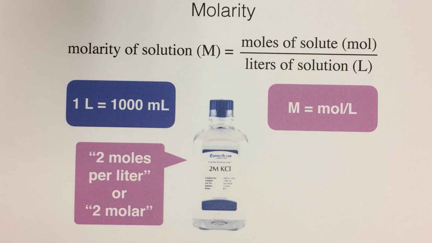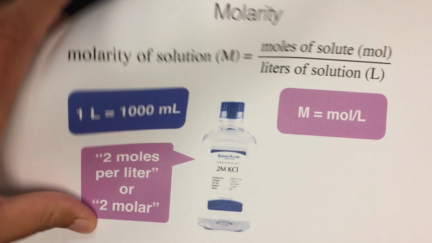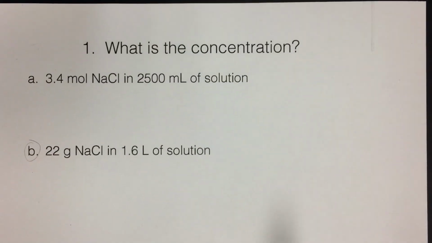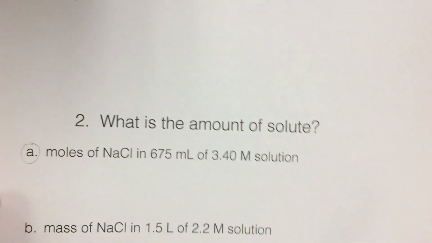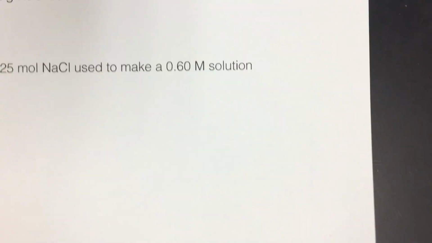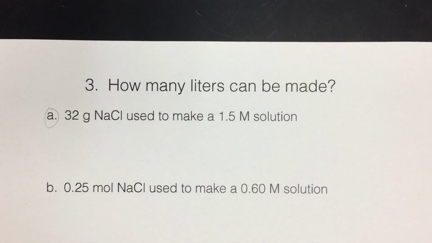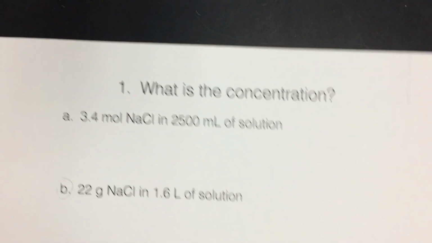So let's try a few practice problems. I'm going to do 1 of each type from the notes. So there's 3 different types of problems. What's the concentration? What's the amount of solute? And then how many liters can be made, or different variations of these 3 types. So you're either solving for a concentration, an amount of solute, either in grams or moles, or a volume.